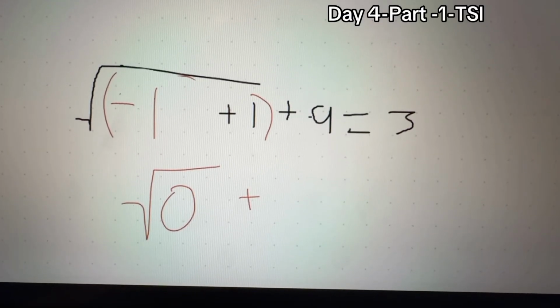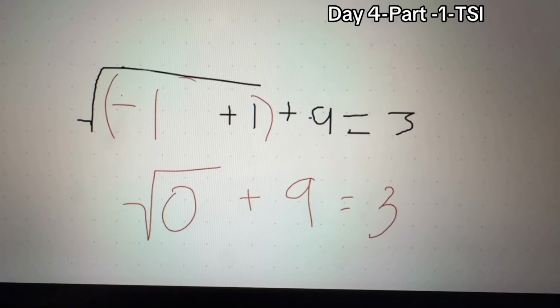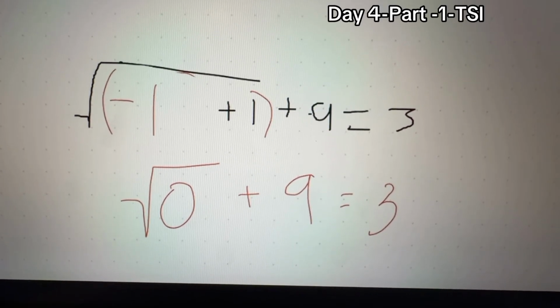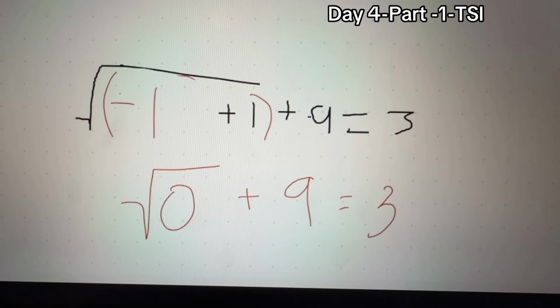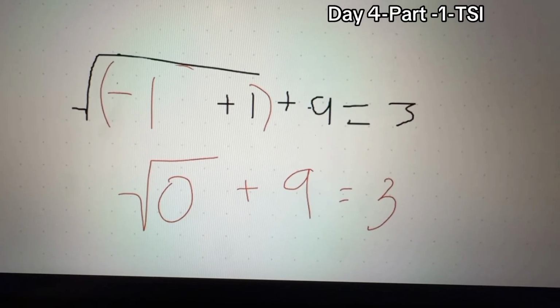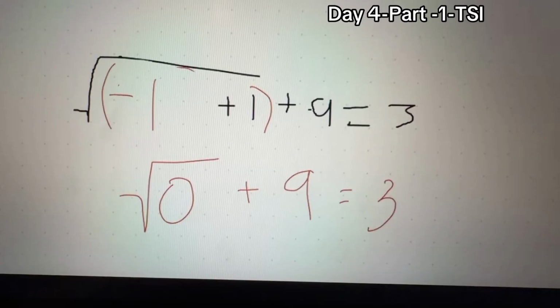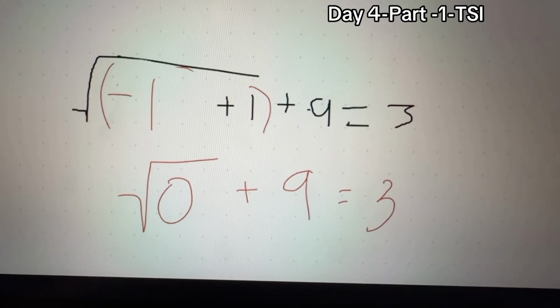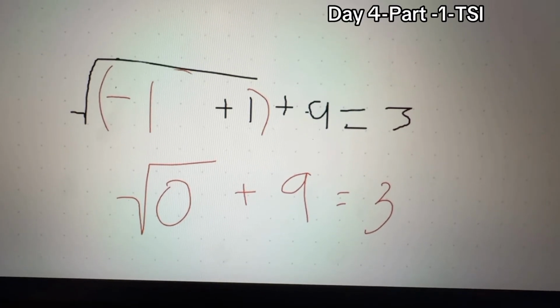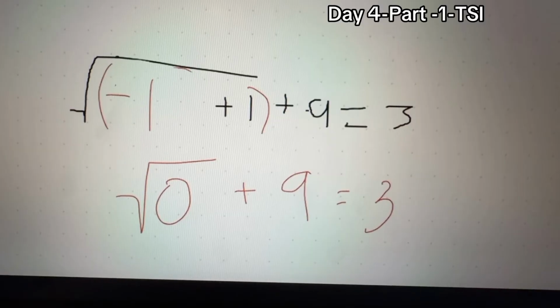plus 9 equals 3. Does that make sense? What's the square root of 0? What number times itself gives you 0? 0. Well, 0 times anything is 0, but the square root sign specifically means it's got to be the same number times itself. So it's just 0.